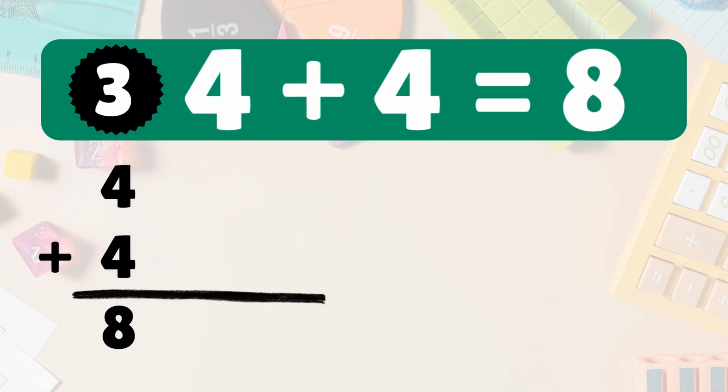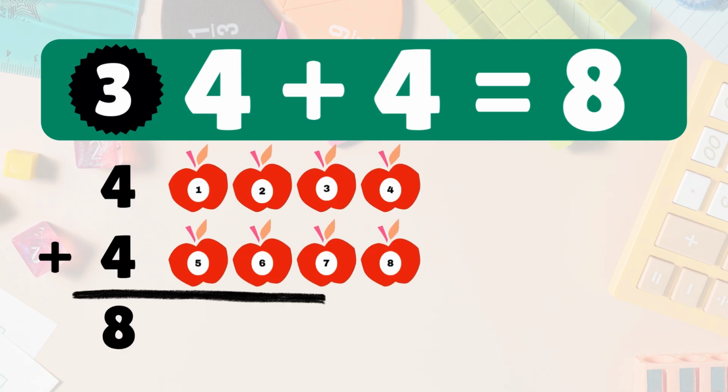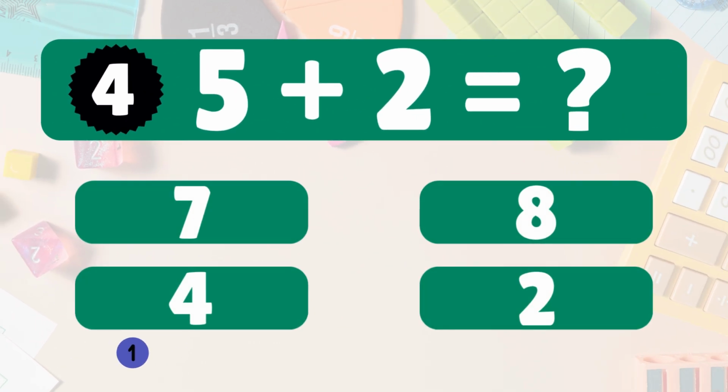Next, 4 plus 4 equals what? Hmm. 4 plus 4 is 8. We start with 4 apples. Add 4 more. Let's count 1, 2, 3, 4, 5, 6, 7, 8. So 4 plus 4 is 8. You're doing great.